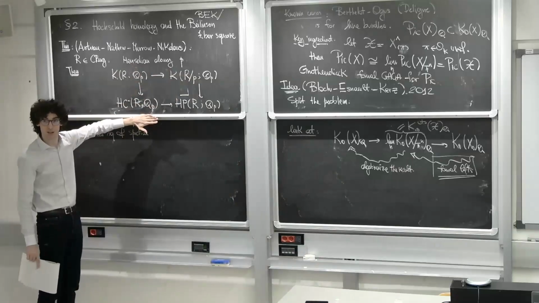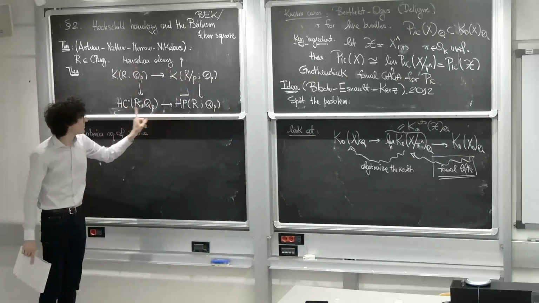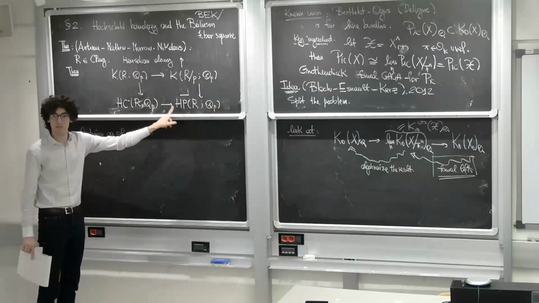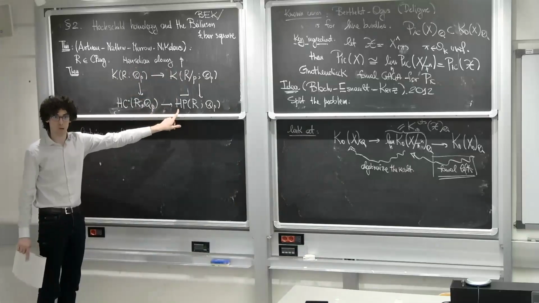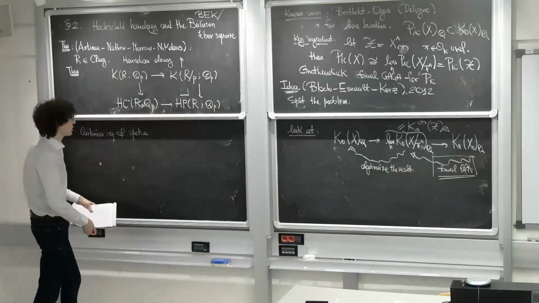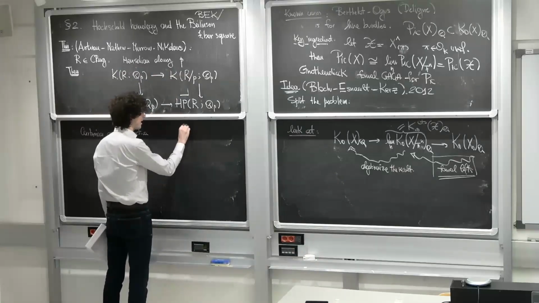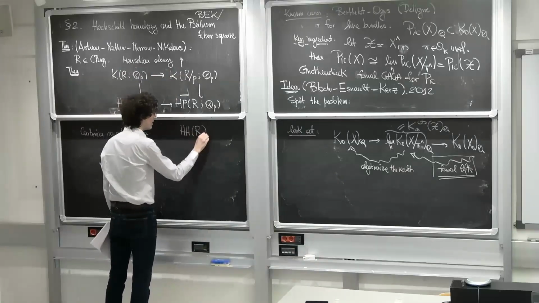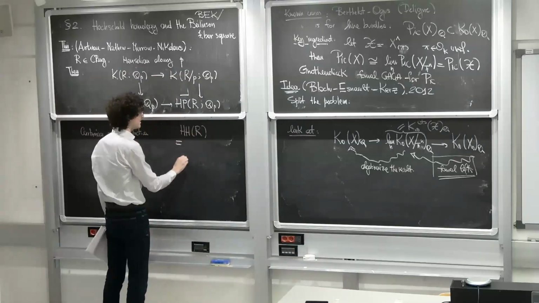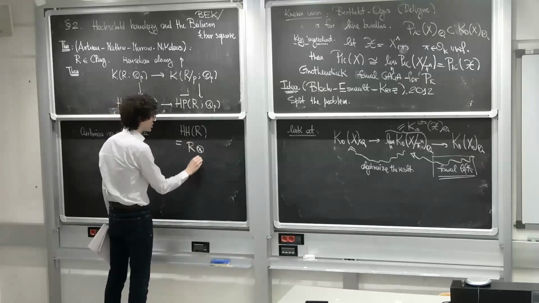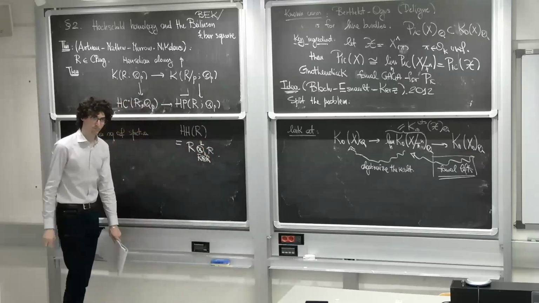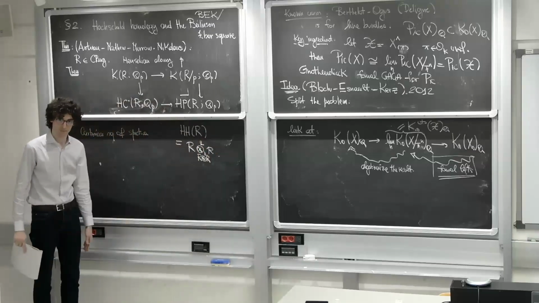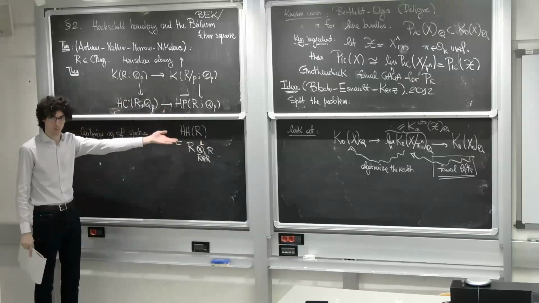Okay, so the bottom line is constructed by two invariants. These invariants are derived from Hochschild homology. So you might know what Hochschild homology is. Hochschild homology of the ring R is defined as the derived self-intersection over the diagonal. It's a chain complex, basically a chain complex.